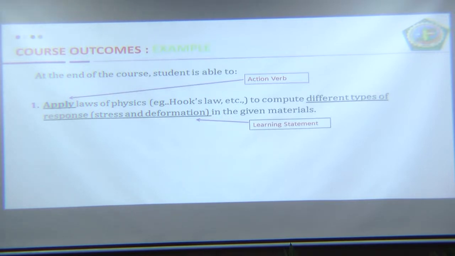And with an intention of whether you can ask a question related to that CO or not in your examination. That will be a guiding light. One topic or more than one CO.